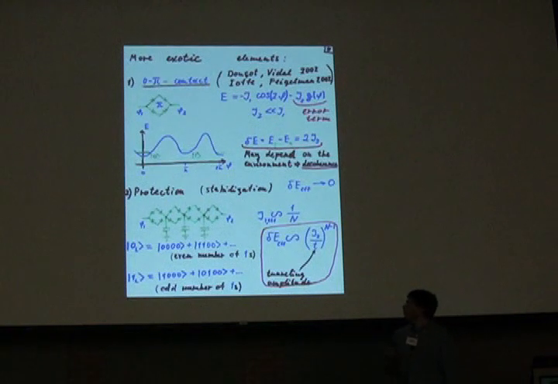Let me describe more exotic elements, or actually small circuits, that can be used to implement qubits and other interesting devices. This rhombus of four Josephson junctions was proposed by Douçot, Ioffe and Feigelman. And it operates as follows. We have four Josephson junctions and a magnetic flux pi going through the loop. In this loop, this loop can be in two states. In one state, the current goes this way, and in the other state, the current goes that way.